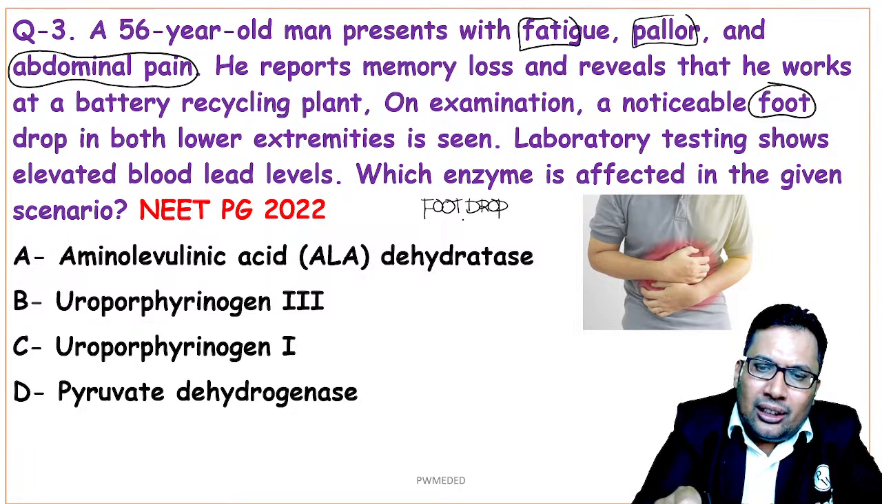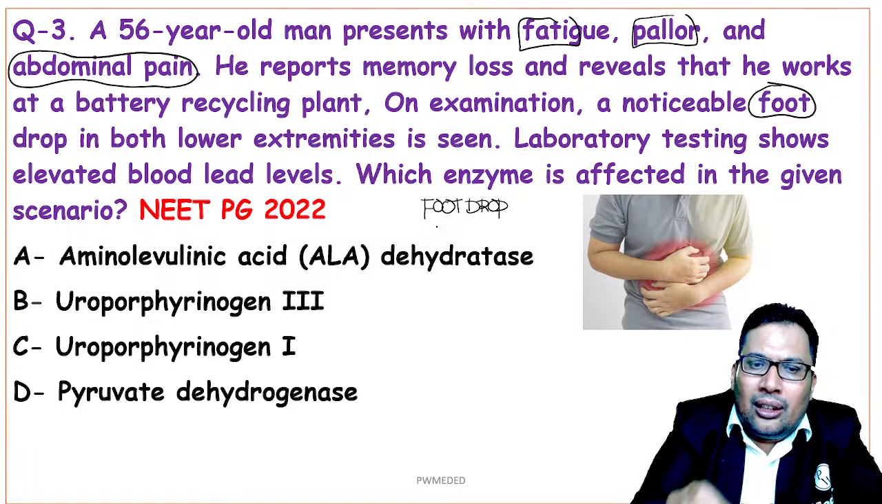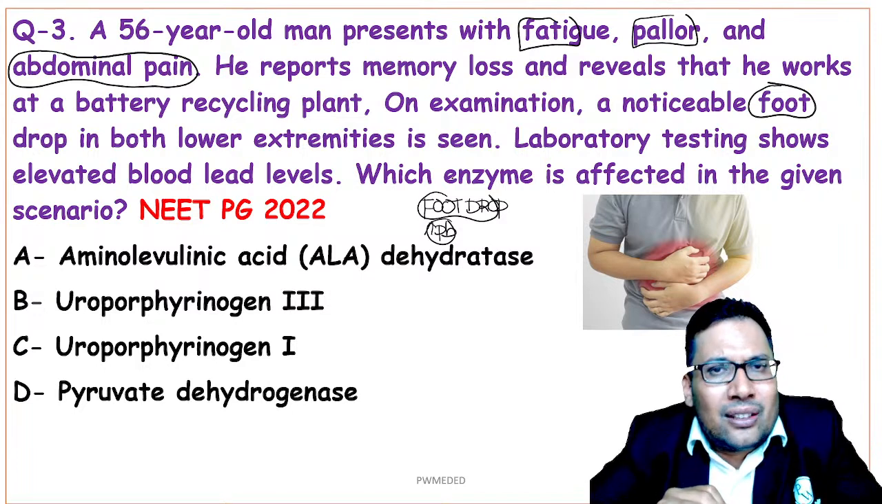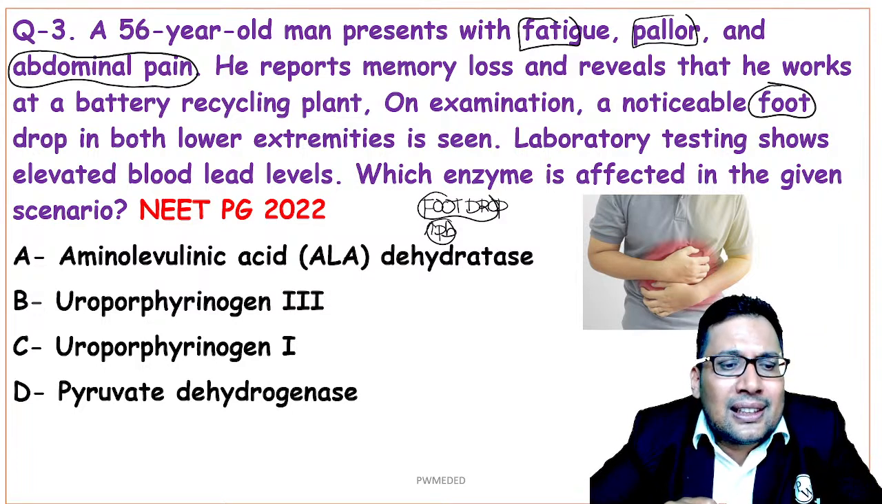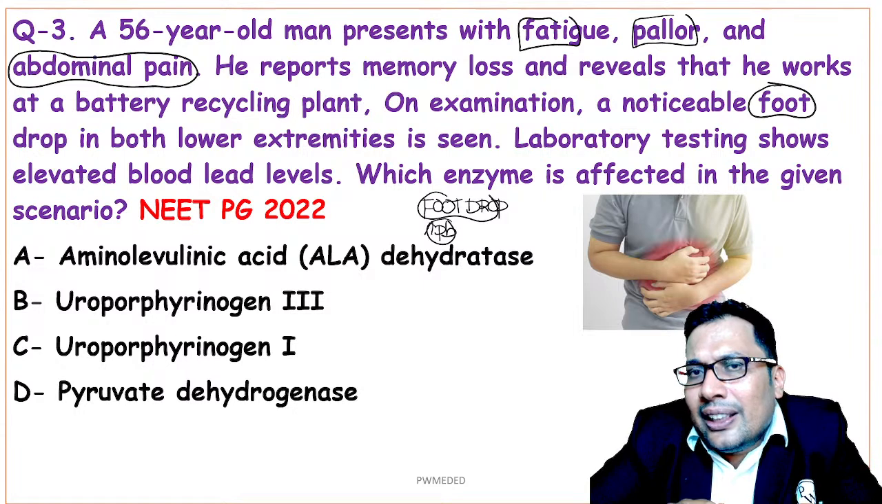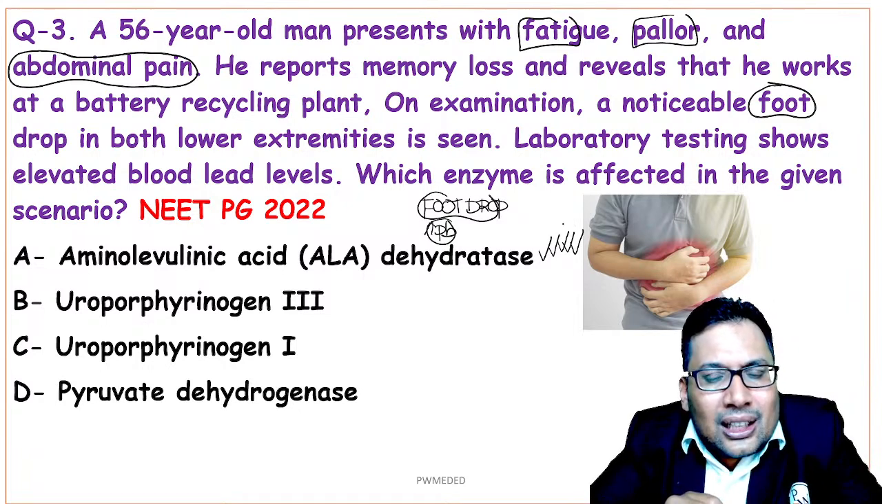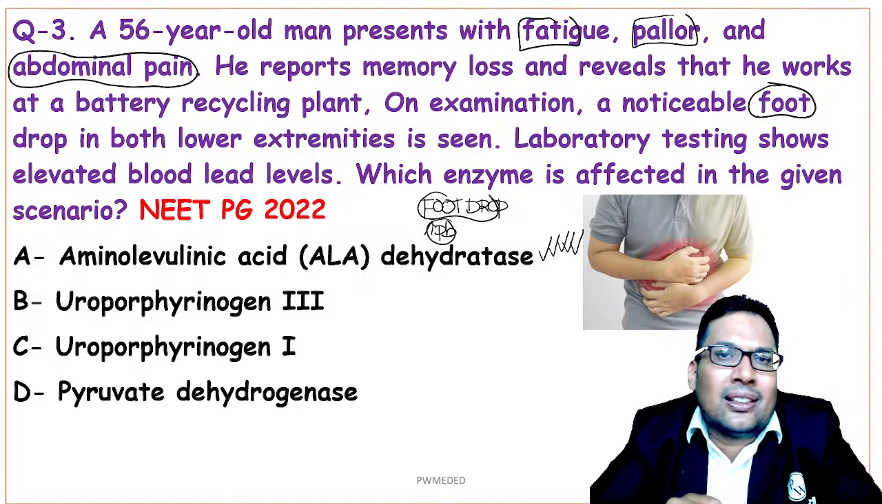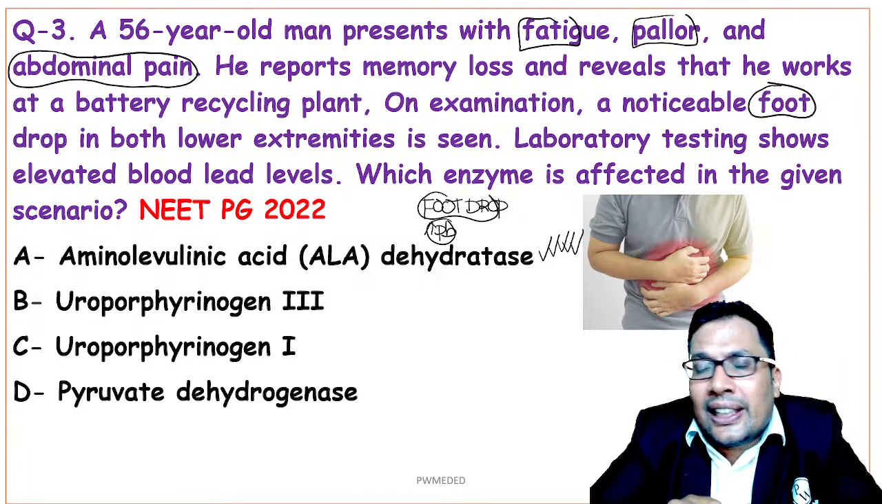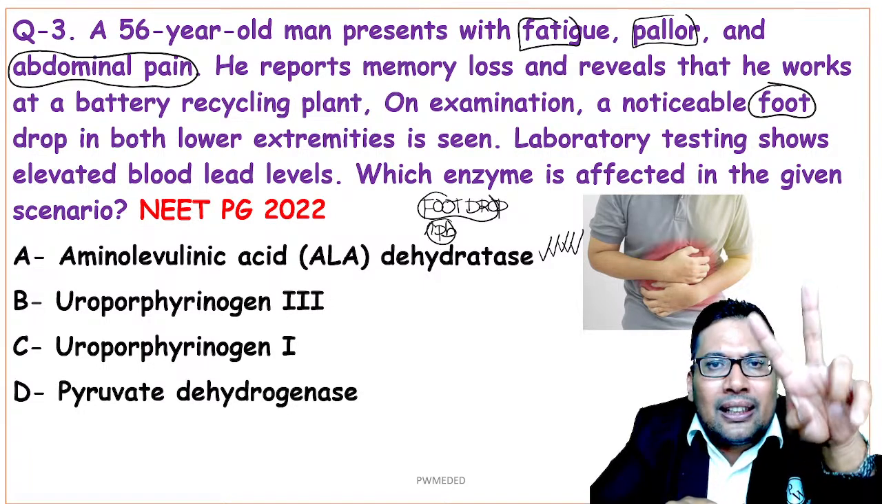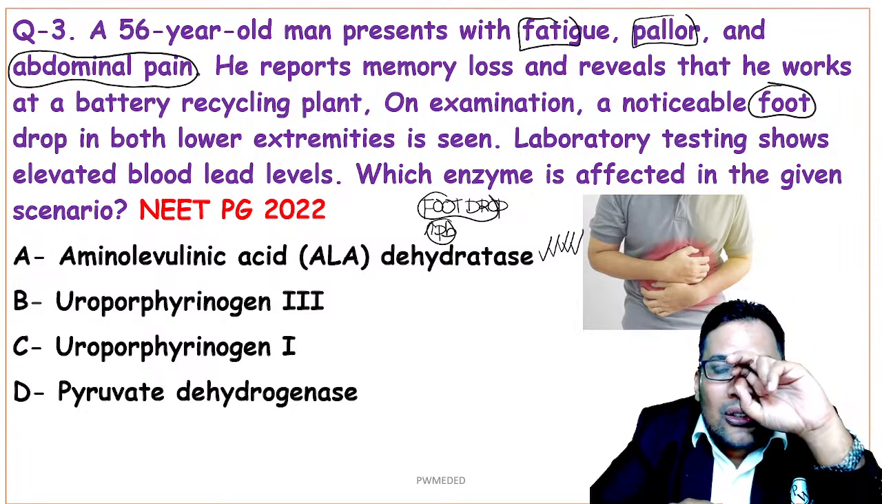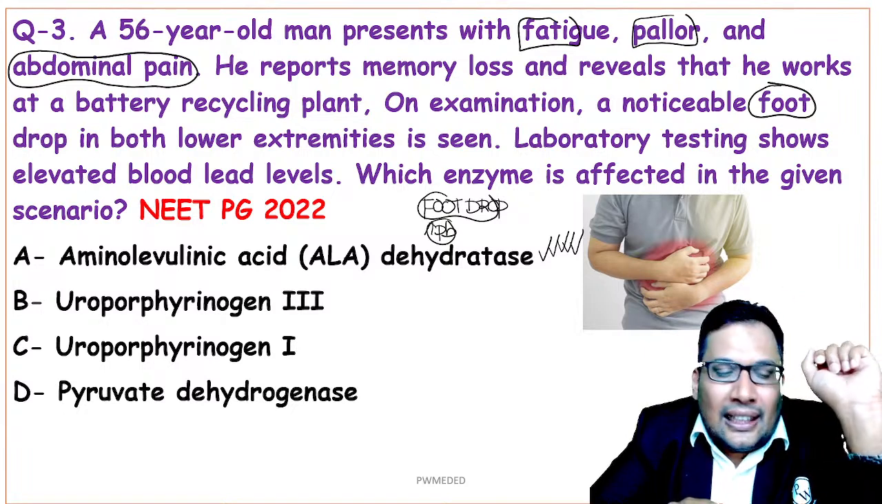So the patient is having abdominal pain, and there are also high levels of lead. So everything goes in favor of lead poisoning only. Lead poisoning we discussed many times in our classes. Lead inhibits two enzymes: ALA dehydratase (aminolevulinic acid dehydratase) and ferrochelatase.